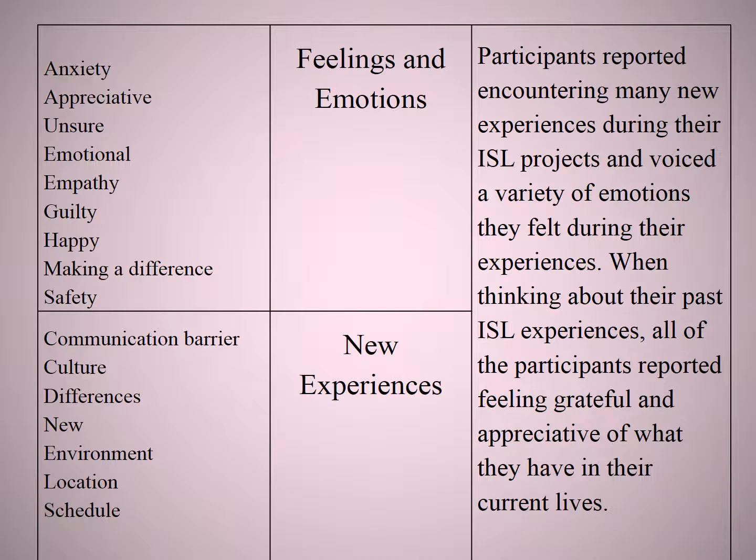So here's an example of a schemata where I have code words: anxiety, appreciative, unsure, emotional, empathy, guilty, happy, making a difference, safety. All of those things condensed into categories of feelings and emotions, again using descriptive coding. Additional coding has communication barrier, culture, differences, new, environment, location, schedule.